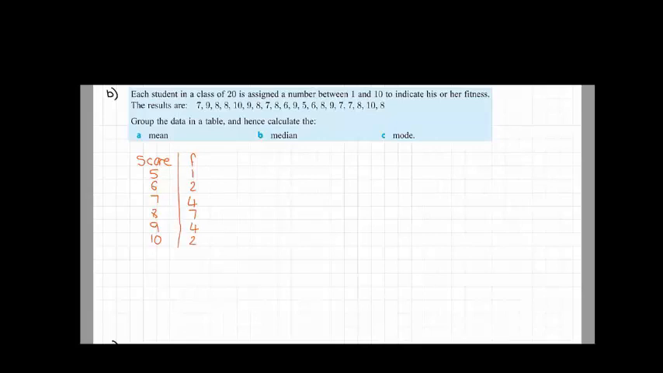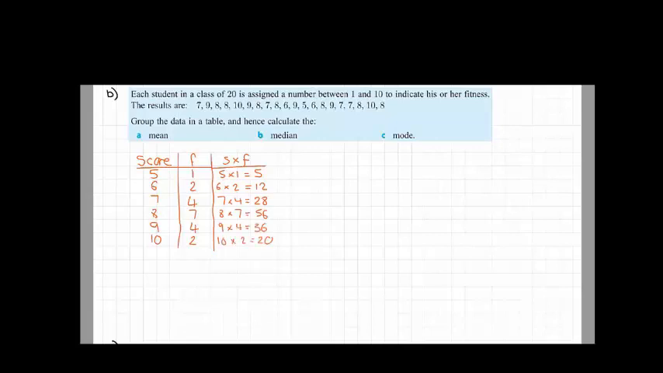Now when we have a table like this and we want to work out the mean using the table, we need to add another column to the table, which is going to be the score times by the frequency. So we literally are just going to be doing 5 times 1, which is 5. And we do that for each row. So the next one will be 6 times 2. We're going to have 7 times 4, 8 times 7, 9 times 4, and 10 times 2.